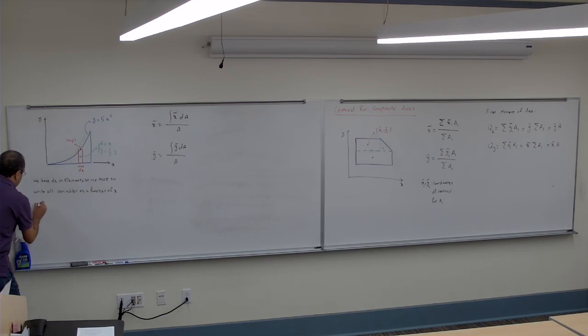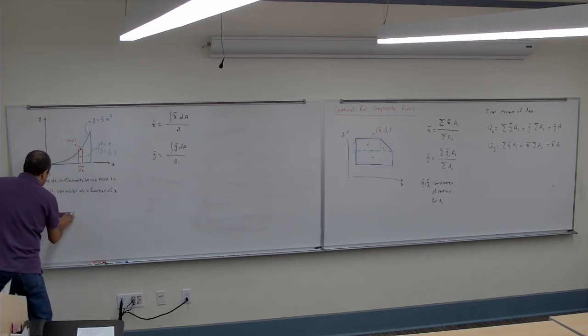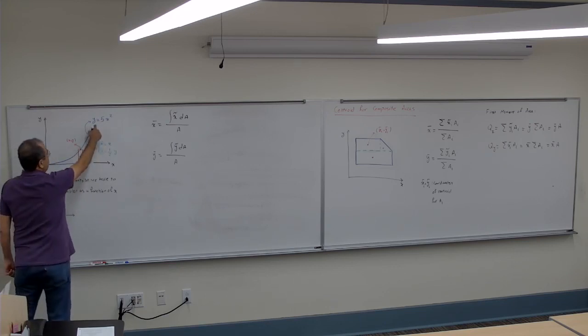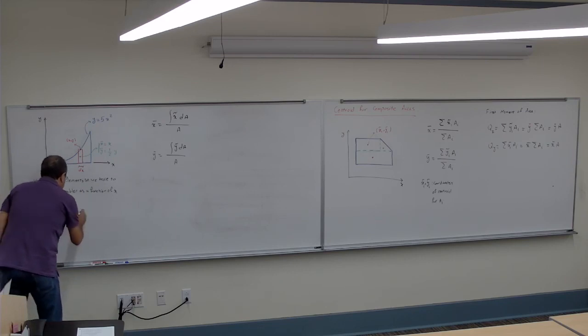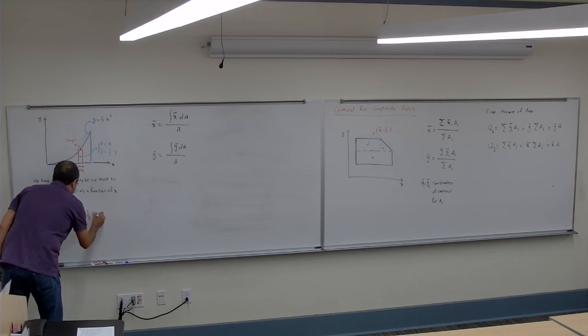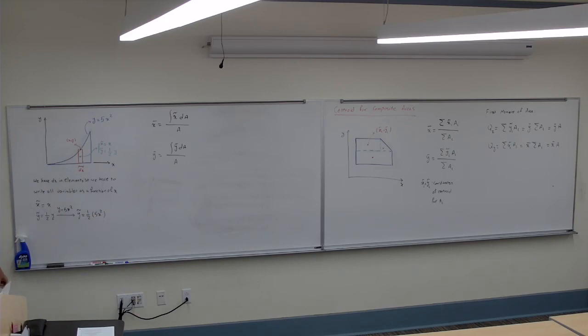So x tilde is going to be x. It's already a function of x. Correct? I don't need to rewrite. Y tilde is half of y. So I want to write it as a function of x. How do I do that? Y is that equation, so I'm going to replace y with that. Y is 5x squared, so the y tilde is going to be half of 5x squared. Agree?